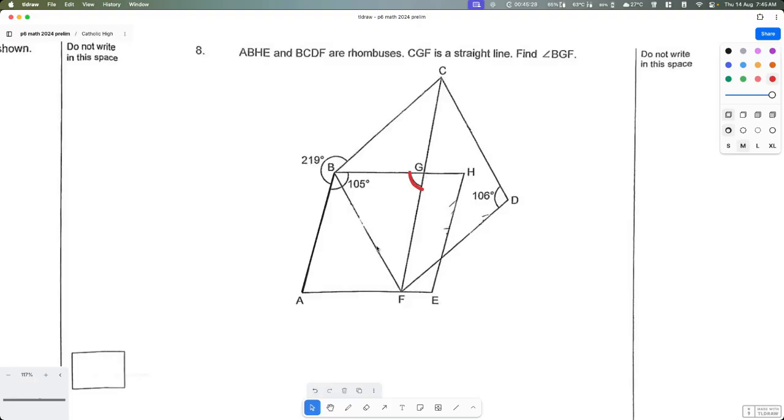So if we can get this angle, then we can get BGF. That's what you see over here. So we know this is 105 degrees, and then we have 219 degrees as well. So then we also know that this is 106 degrees. That means opposite angles for rhombuses are the same, so this is also 106. I'm going to put this over here to make it easier to see, and write here 106 degrees. So this purple one is 106 degrees.